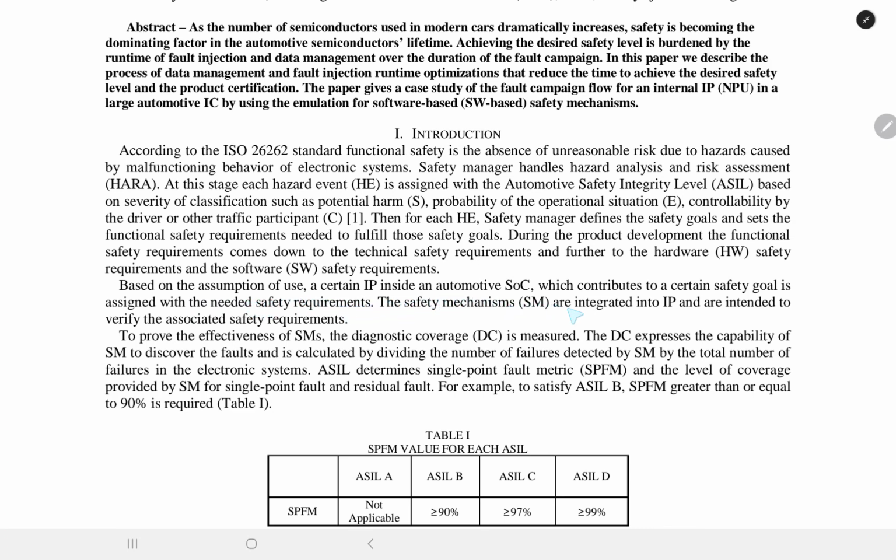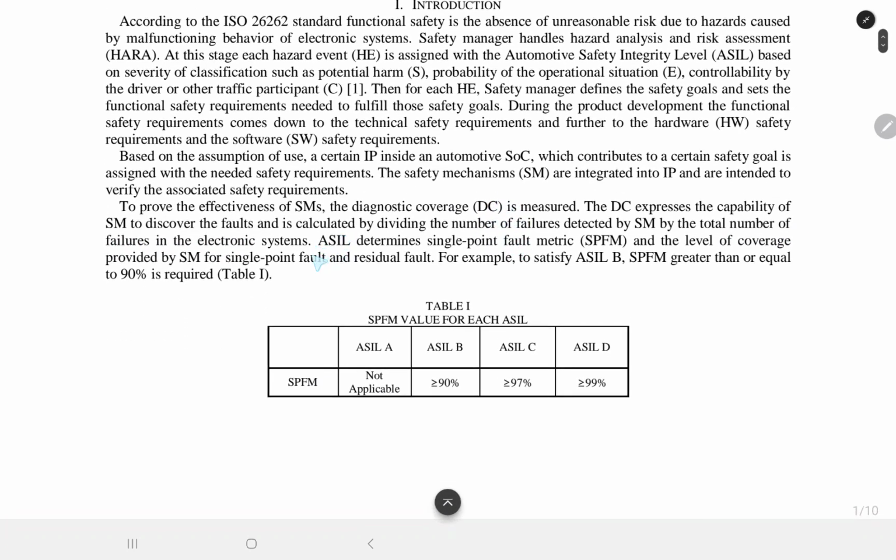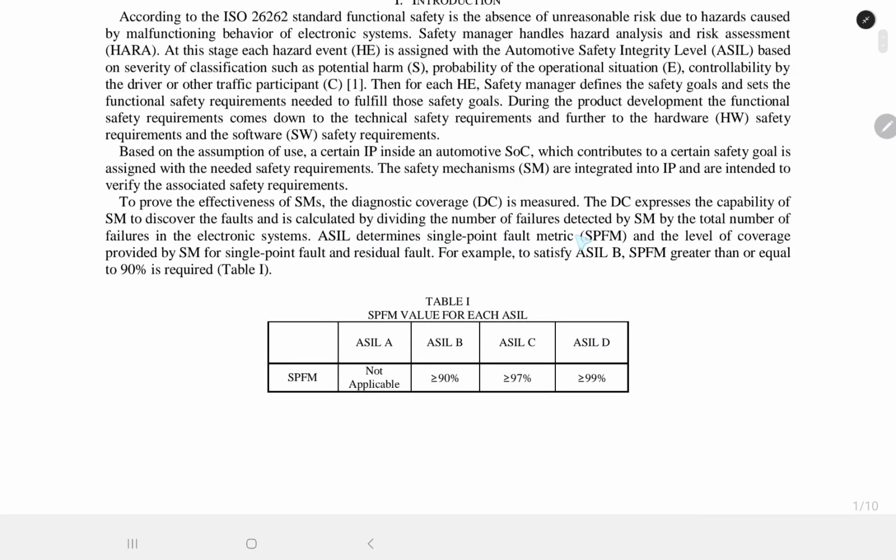The safety mechanisms (SM) are integrated into the IP and are intended to detect faults. To prove the effectiveness of the SMs, the diagnostic coverage (DC) is measured. The DC expresses the capability of the SM to discover the faults and is calculated by dividing the number of failures detected by the SM by the total number of failures in the electronic systems. ASIL determines the single point fault metric (SPFM), the level of the coverage provided by SM for single point faults and residual faults. For example, to satisfy ASIL B, an SPFM greater than or equal to 90% is required.